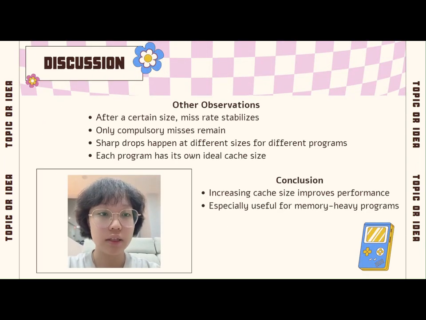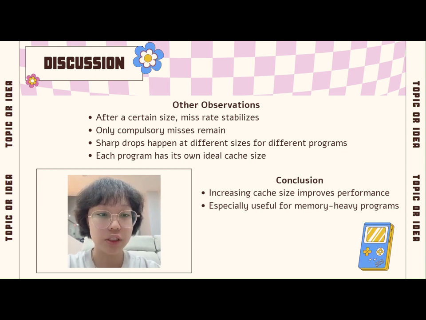When the cache size got large enough, the miss rate stopped changing much. This is because the cache could already hold the important data. At that point, only compulsory misses were left, which happen when data is accessed for the first time.